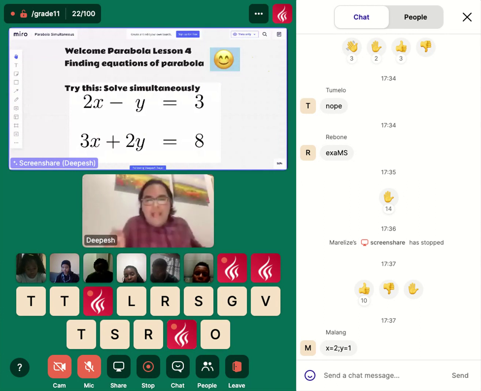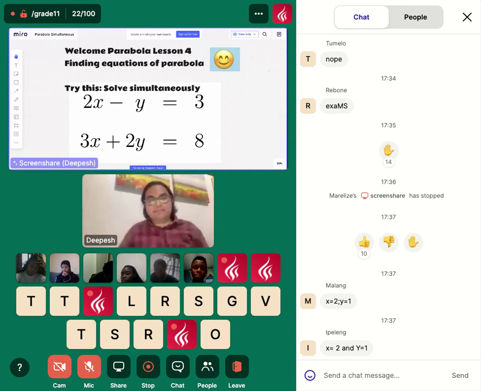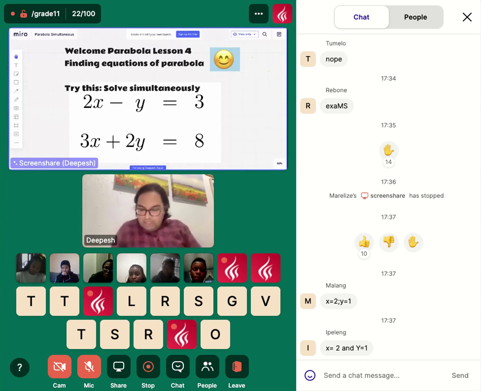So I'm going to go straight ahead. I'm going to use a method today called the substitution method of simultaneous equations. There is another method as well called the elimination method. And Marilise will tell you later that there are some questions and videos related to both methods on the app, but I'm going to use the substitution method today. If you use another method and you still get the same answer, that's perfectly fine. Okay, so we're going to look here. It says 2x minus y equals 3, and we've got 3x plus 2y equals 8.